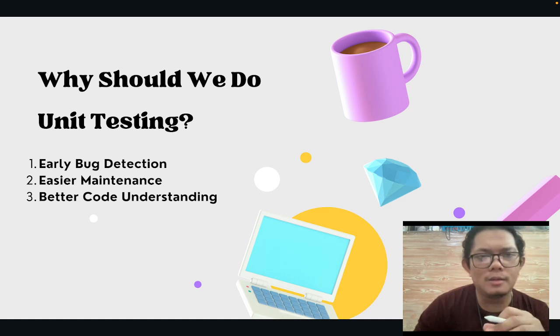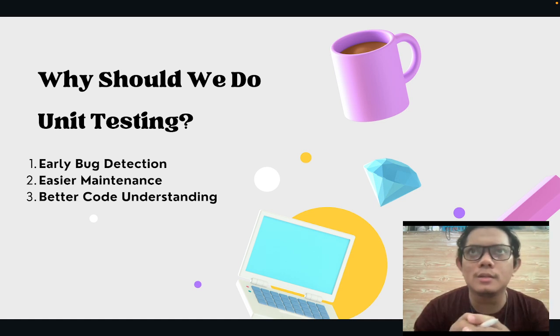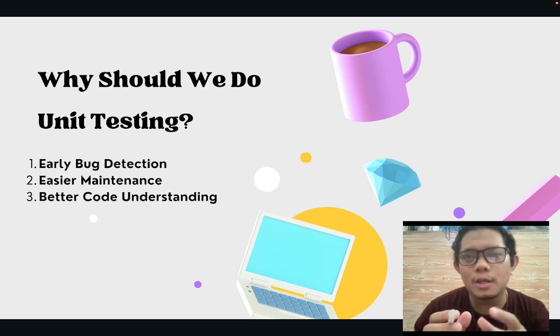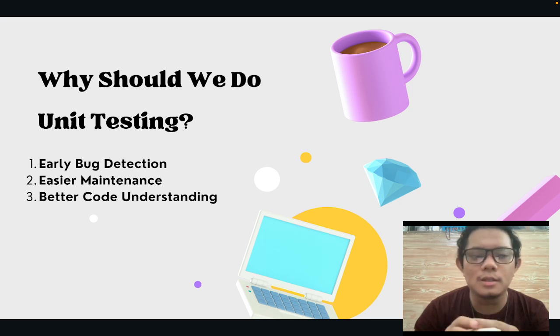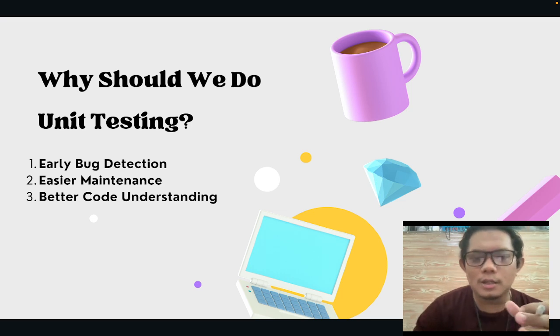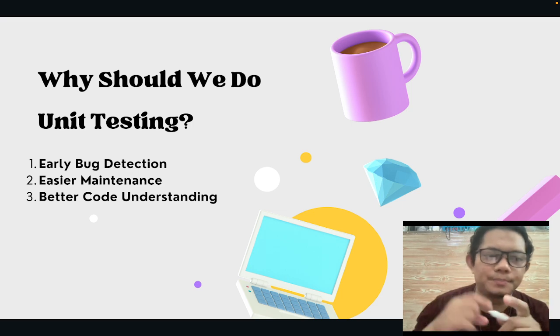And then the second one is easier maintenance. Unit testing simplifies code maintenance, as any change can be automatically tested to ensure that there are no negative impacts on other parts of the system. And the last but not least, better code understanding.